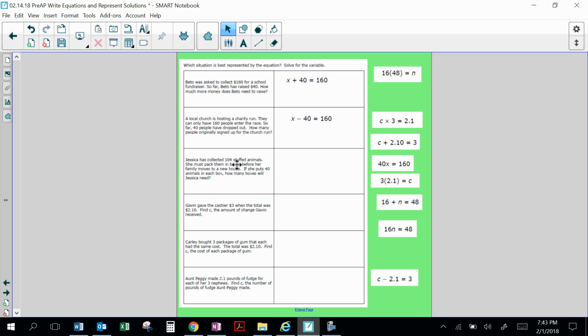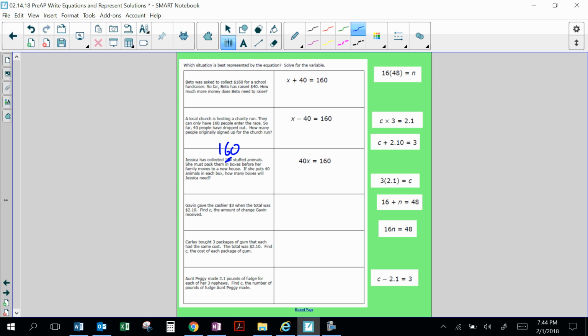Jessica has collected 104 stuffed animals. She must pack them in boxes before her family moves to a new house. If she puts 40 animals in each box, how many boxes will she need? So let's look for 40. Well, I guess it's only this one. She puts 40 times the number of boxes equals 104. Oh, I'm going to have to change this. There's a mistake right there. Sorry about that, guys. No worries. It will be changed.